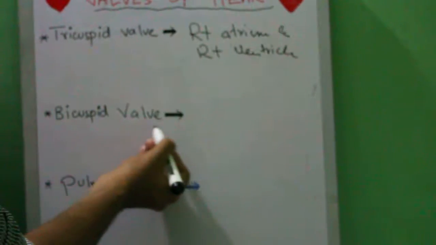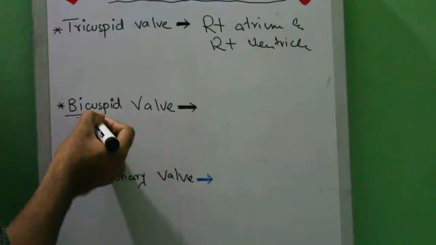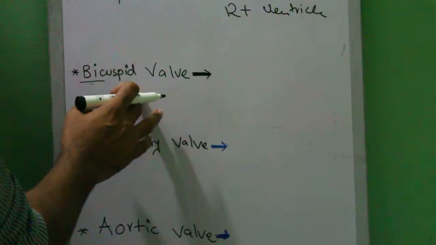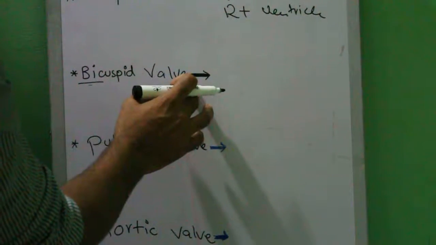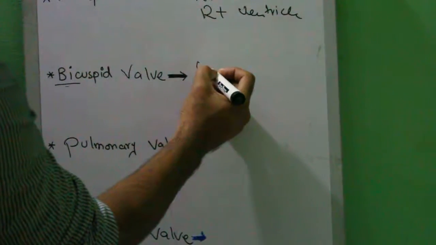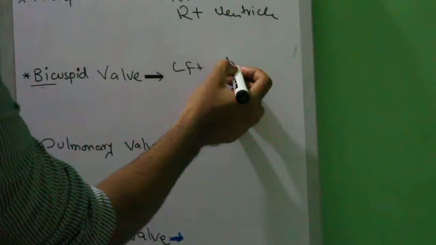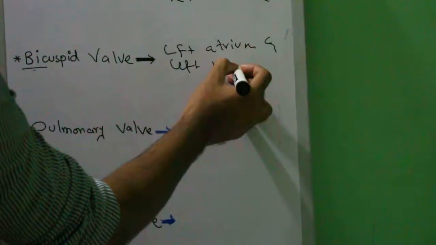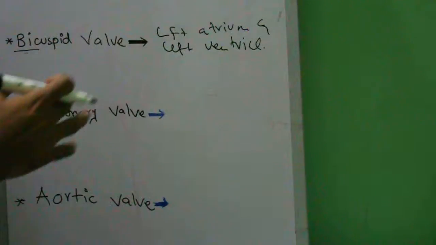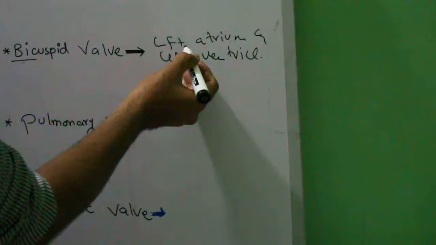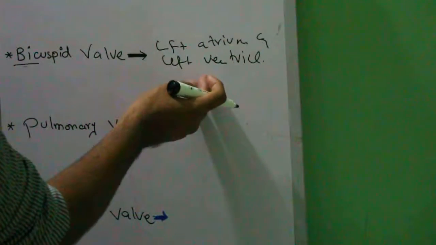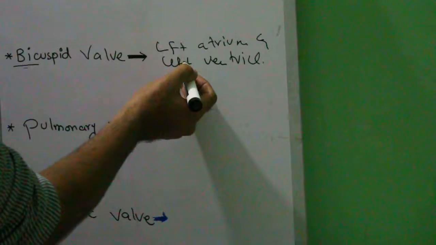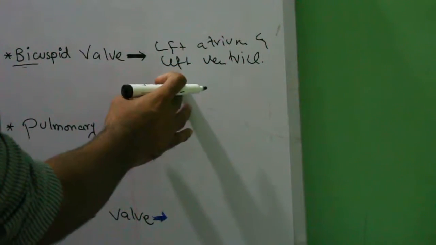Now this is the bicuspid valve. This has 2 cusps, bicuspid valve, and another name is mitral. We can call it mitral valve as well. This is present between the left atrium and left ventricle. This prevents the blood that flows into the left atrium into the left ventricle. Now the blood should not, when it enters the left ventricle, come back to the left atrium, and these valves prevent the backflow of blood.